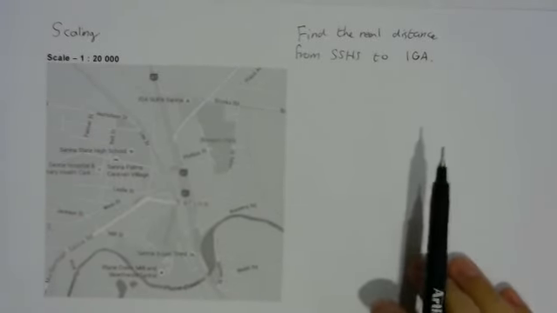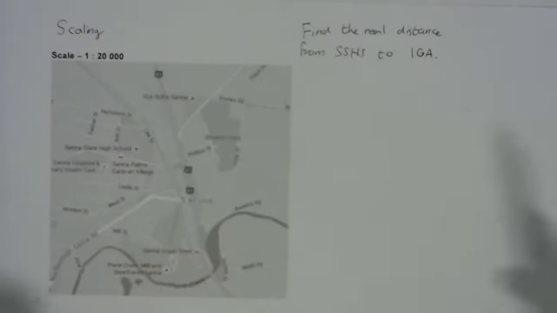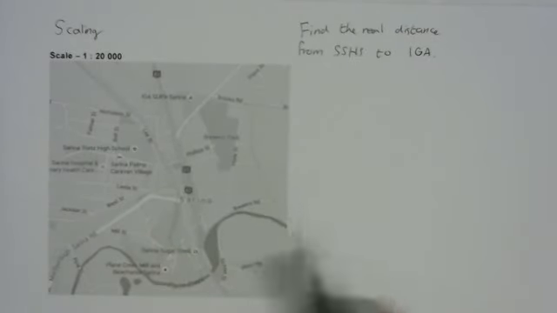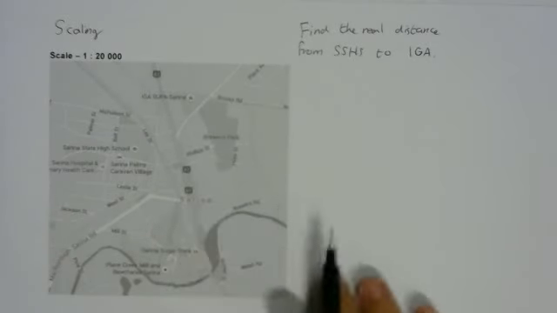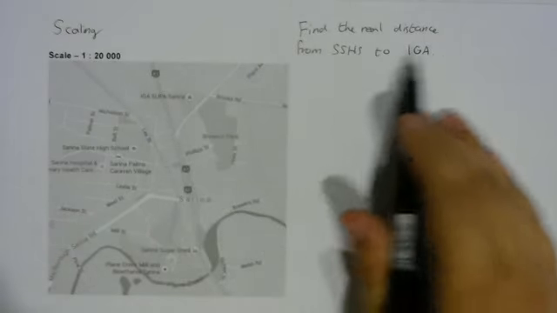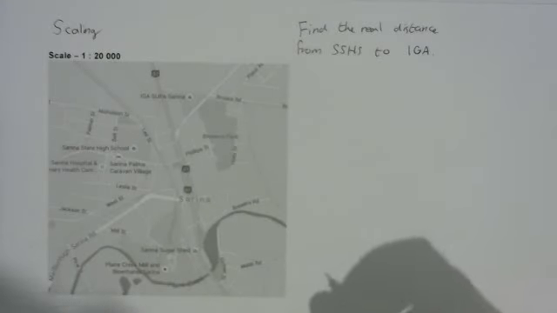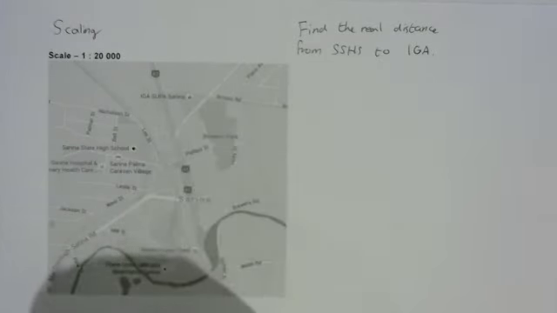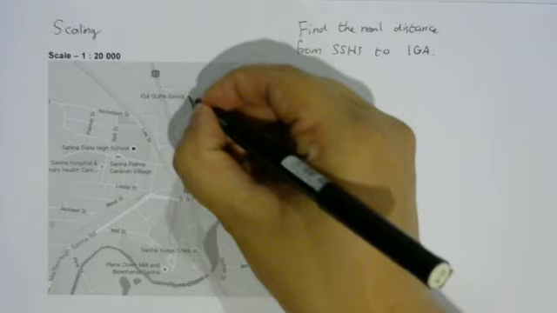Here I've got a map of Sarina main town, and what we want to do is find out from our map what the distance is from Sarina State High School to the IGA. So Sarina State High School is over here and the IGA is over here.